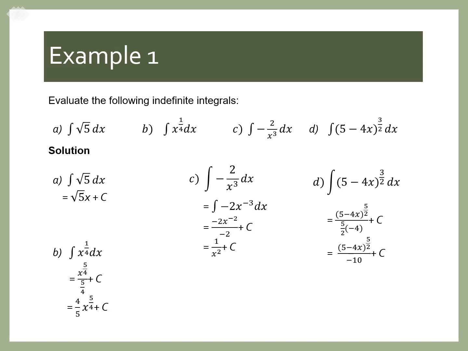As for d, to integrate, you also need to use the power rule. You will get (5 minus 4x) to the power of 5 over 2 over 5 over 2 multiplied by negative 4, then plus c, which can be simplified to (5 minus 4x) to the power of 5 over 2 over negative 10 plus c. Take note that negative 4 here is referred to the derivative of 5 minus 4x.